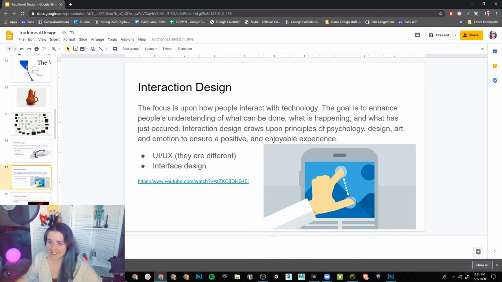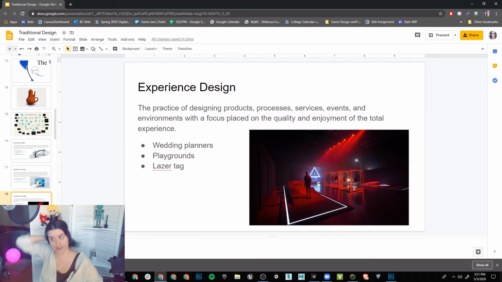Okay. Next. This is maybe my favorite. Experience design. The practice of designing products, processes, service events, and environments with a focus placed on the quality of it and enjoyment of the total experience. These are really fun because these are like wedding planners, playgrounds, laser tag arenas, concert halls, and then this starts to trickle in and fall into interior design, architecture, I think also landscape architecture. So now it's about what we do with the space and the activities that you plan within them to create an experience, right? Duality of man.